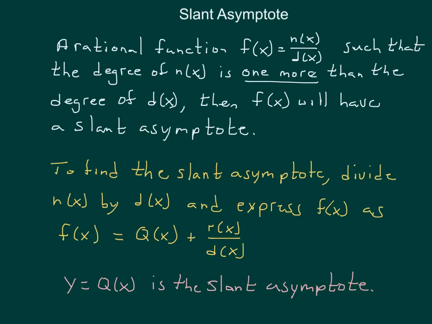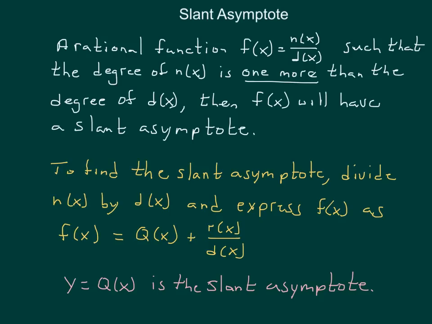What we're dealing with there is a rational function, f of x equals n of x over d of x, like we've been dealing with, such that the degree of n of x, the numerator, is one more than the degree of the denominator d of x. You have to keep in mind that it has to be exactly one more. Then f of x will have a slant asymptote.